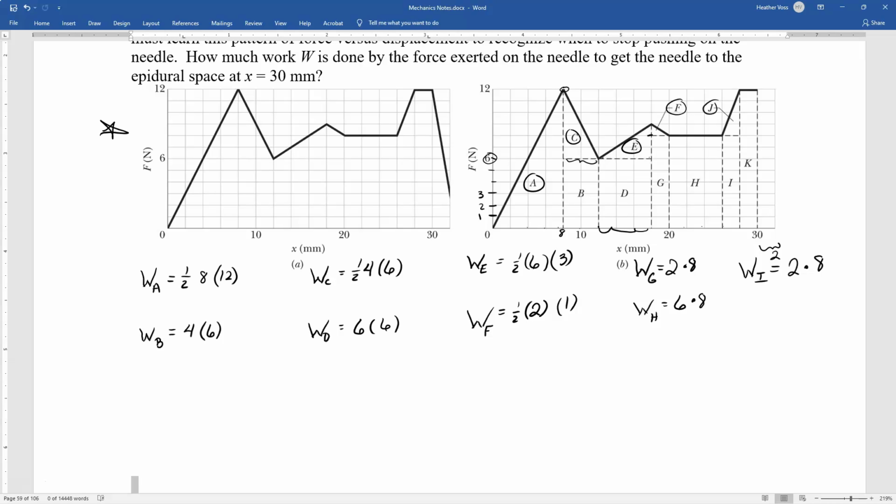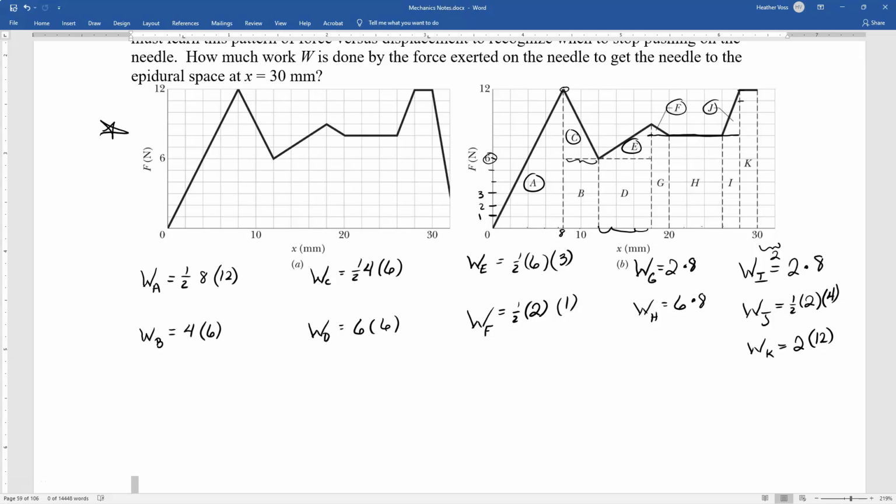Now, honestly, we could also break this as one big space right across there. It's an option. Your breaking of the shape does not have to match mine. Work in J is going to be 1/2. My base is 2. My height is 1, 2, 3, 4, so 4 squares tall. And then the last one kind of lingering over is the work done for K. That region is going to be 2 across, and we are 12 high.